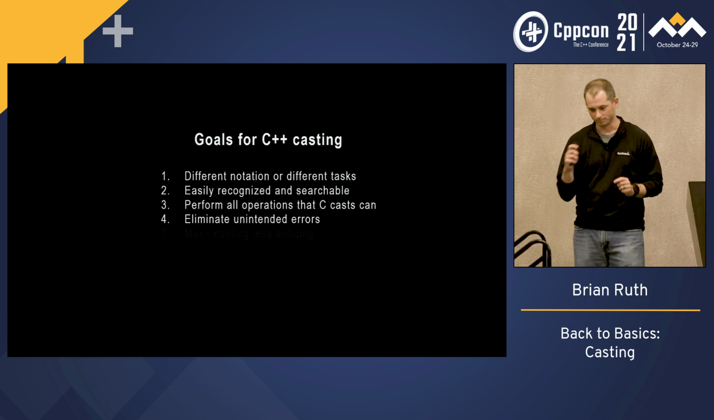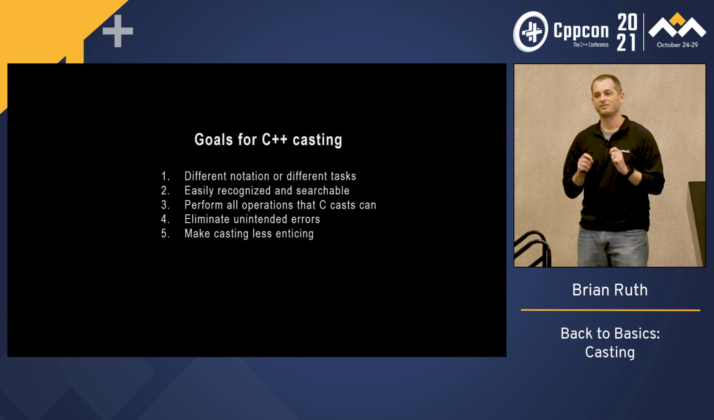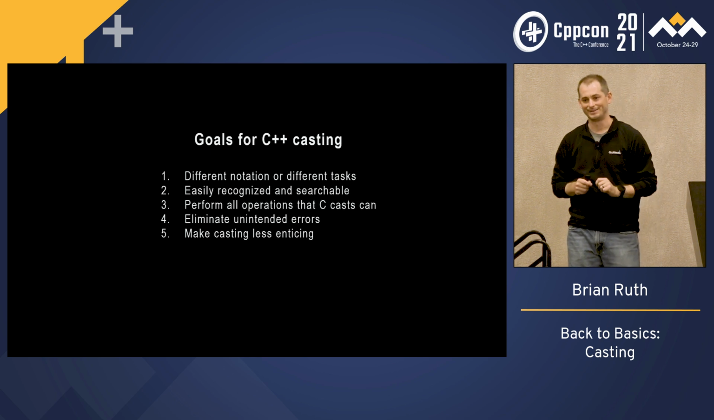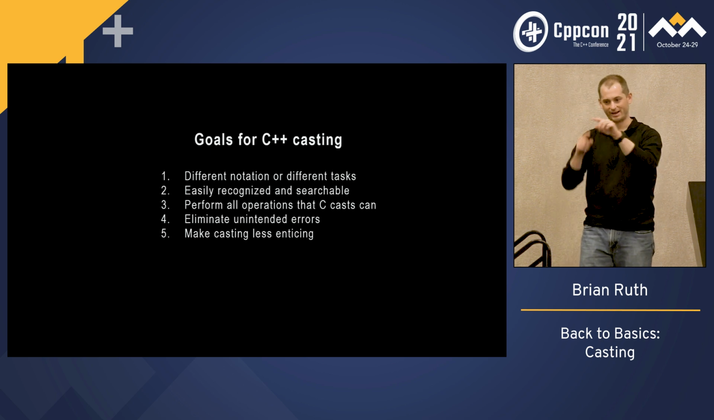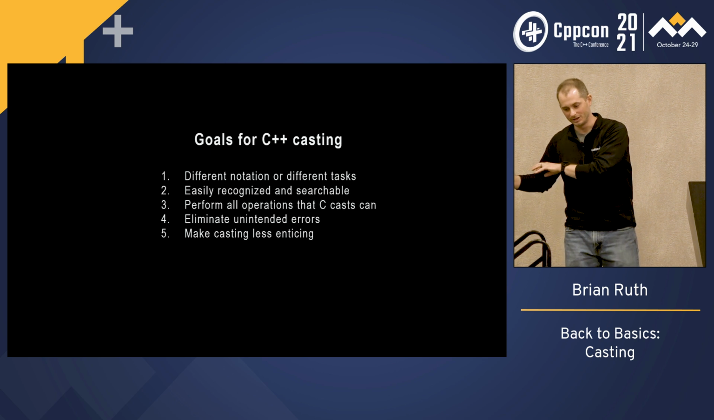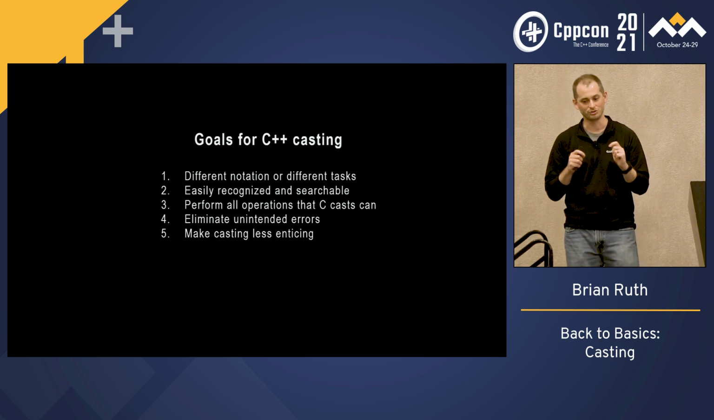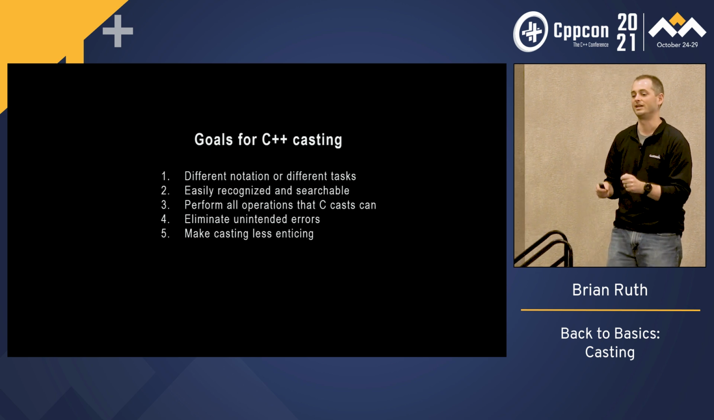But there was a fifth goal. To make casting less enticing. It's really, really easy to just do paren int paren. It's a lot more work to say static cast int paren value. So that should kind of give you an indication of how they feel about casting. When you do it, you really need to mean it.